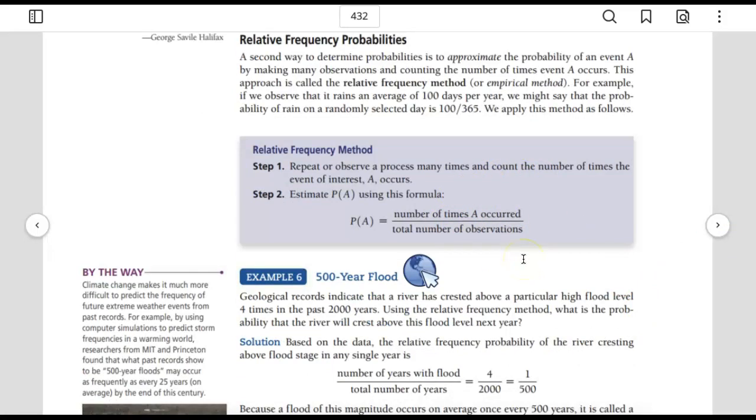So this is like as if we've run an experiment and we have the number of times an event occurred out of the total number of times we ran the experiment. But you see it's very similar to the theoretical definition, and that is on purpose.